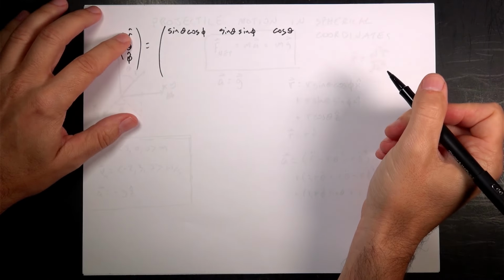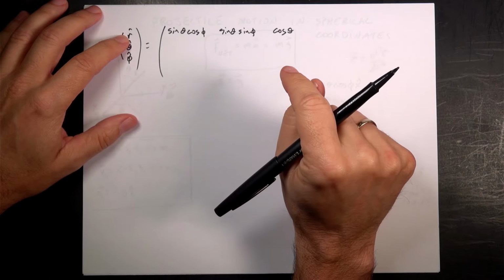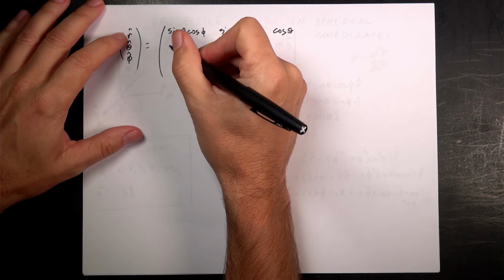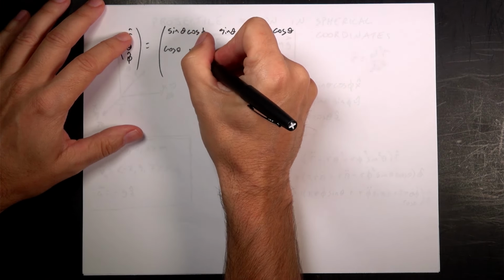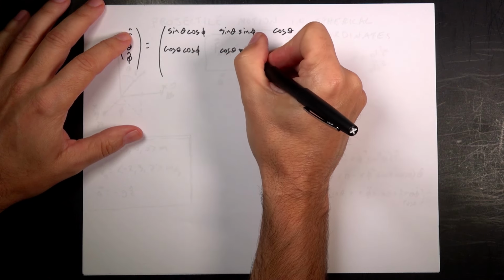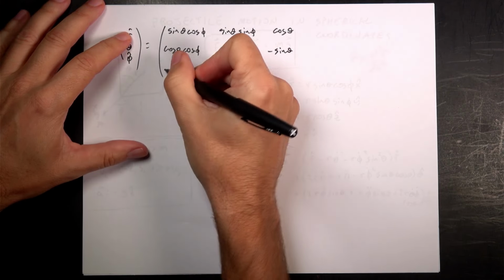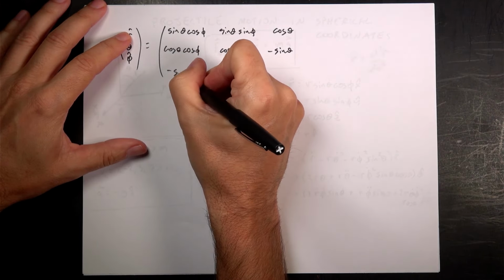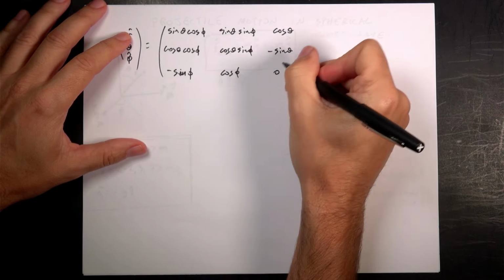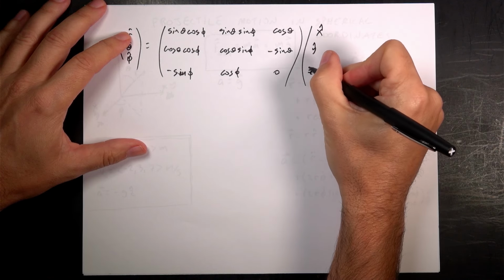Just a reminder, you can't just intuitively find this. You got to say, how does the vector r change with respect to the variable r, and then normalize it. That's what you do. And then I have cosine theta cosine phi, cosine theta sine phi, negative sine theta. And then finally I have negative sine phi, cosine phi, 0, times the vector x hat, y hat, z hat.